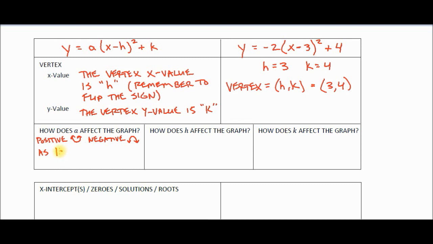As the absolute value of a increases, the graph stretches. So remember, we've gone through this before. As the absolute value of a gets really big, the graph stretches and gets thinner. As the absolute value of a gets smaller and smaller, the graph compresses or gets wider until finally the absolute value of a is 0 and the graph just turns to a straight line. So as the absolute value of a increases, the graph stretches.